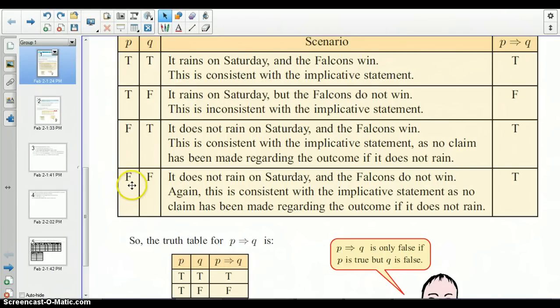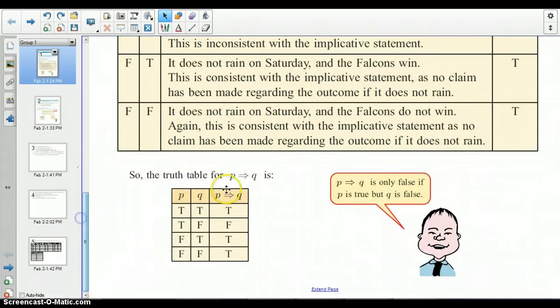Okay, so if it does not rain on Saturday, the Falcons don't win. This is what happens in this scenario. Again, we didn't make a prediction as to what would happen if it didn't rain on Saturday, so our implication is true. So here is a condensed version of this truth table, P implies Q. And we get this side note: P implies Q is only false if the antecedent is true, but the consequent is false.